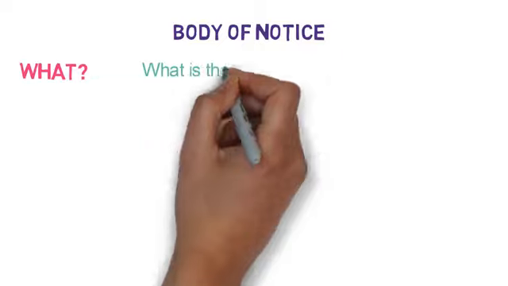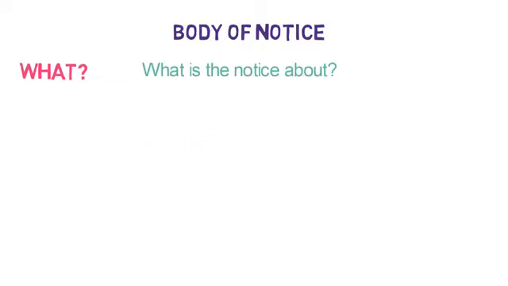Now let's understand what should be there in the body of the notice. Remember to answer the 5 W's while writing any notice and you won't have a problem while writing it. First one is what. So what is the notice about? The notice should clearly mention what is going to happen or what has already happened.